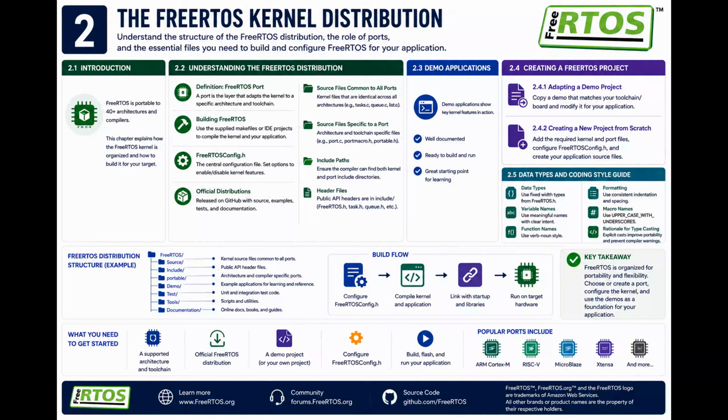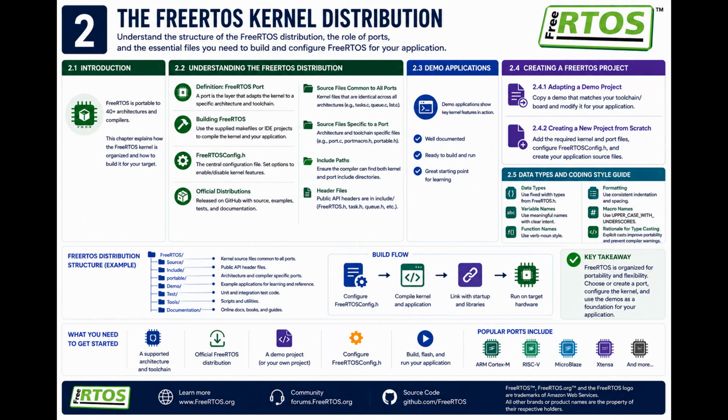Before writing a single line of application code, a developer must understand the FreeRTOS distribution itself. This section is your map. It explains the concept of a port, a specific combination of compiler and processor for which the kernel has been adapted. It walks through the source files common to every port, the files specific to each port, and the all-important configuration header, which tailors the kernel to your application.